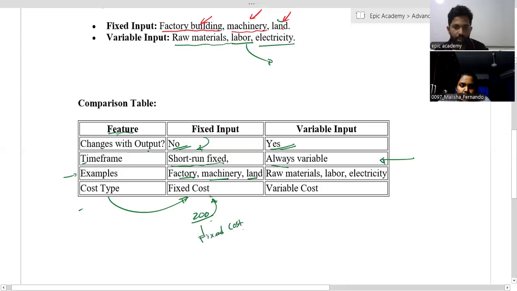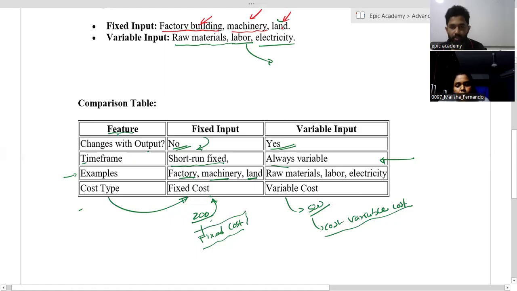Fixed cost. Sorry, fixed cost. So if you are going to spend 500 rupees on the raw material, labor, electricity, so this is the cost. We call it variable cost. Now you can identify fixed cost is fixed. It's not going to change with the number of production. But variable cost can be changed from one step to another step. So that is the difference between variable cost and fixed cost.